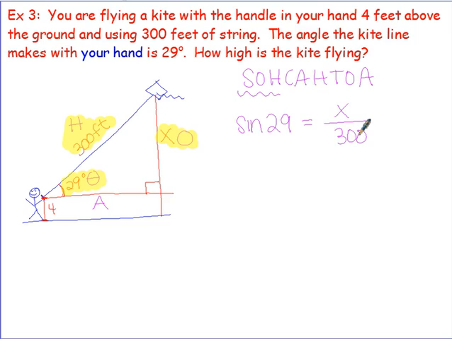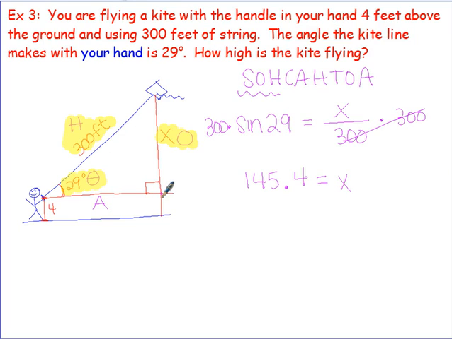Now we need to solve. Of course, we're going to start by multiplying by 300. And those cancel. So we have X equals. So pick up your calculators and type in 300 times the sine of 29 and hit enter, and you should get 145.4. The difference is I am not putting a box around this answer this time, and here is why.